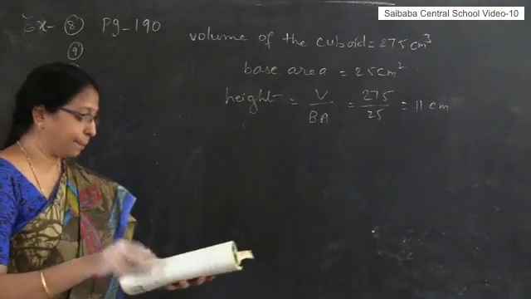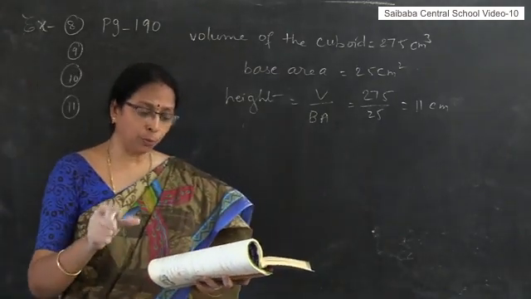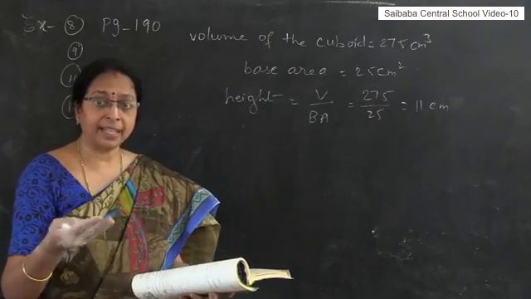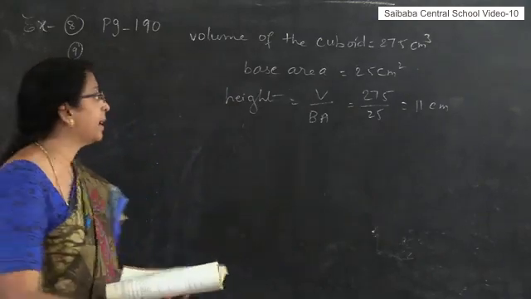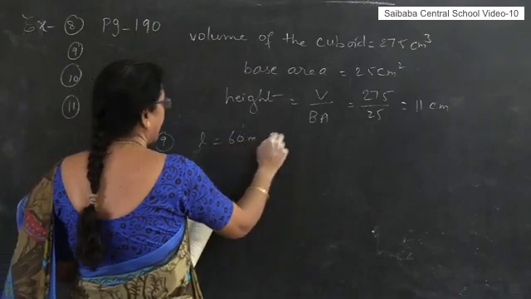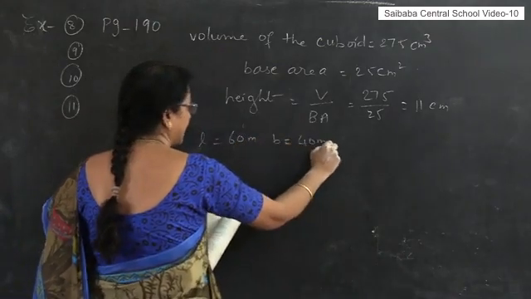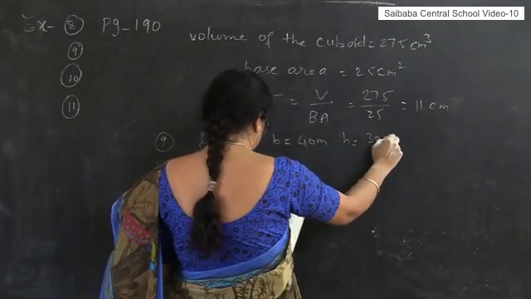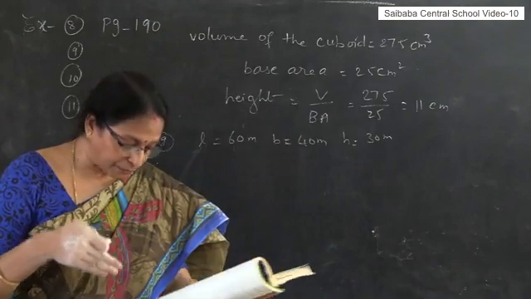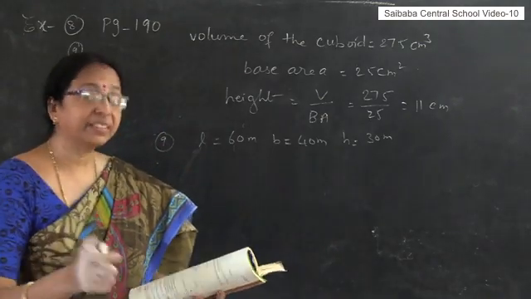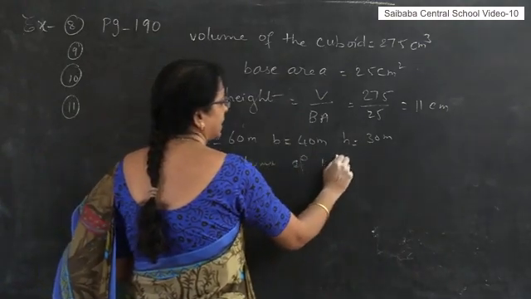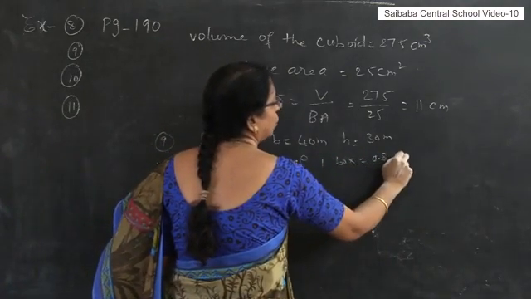Next, 9th example. A godown is in the form of a cuboid, and its measures are given, that is L, B, H. Length, breadth and height are given. Length is 60 meters, breadth is 40 meters and height is 30 meters. How many cuboidal boxes can be stored in it if the volume of one box is given, that is 0.8 cubic meter.